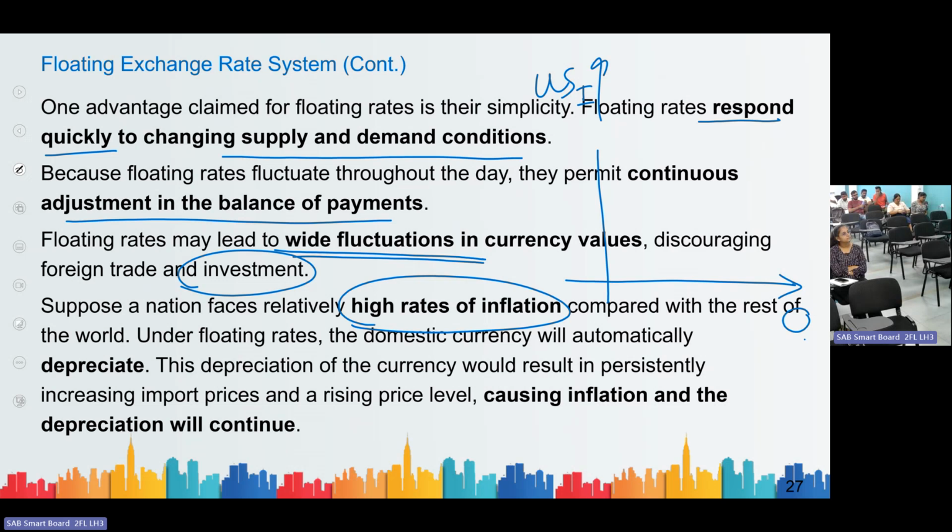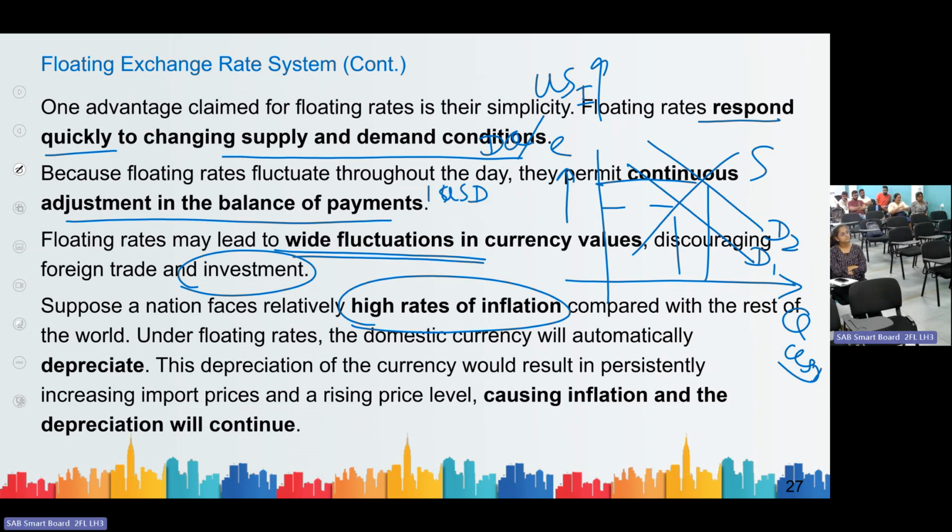In the exchange market, what happens? Demand for USD will increase, and the exchange rate in direct quote increases. That means one USD will be priced higher. That means LKR depreciates and USD appreciates. When LKR depreciates, what happens again?